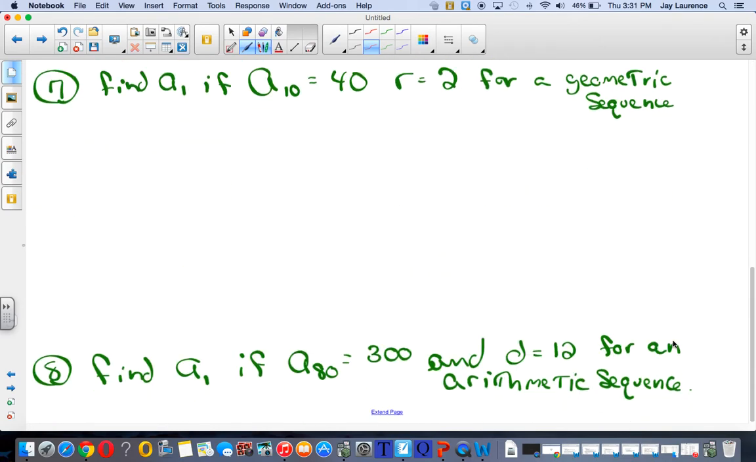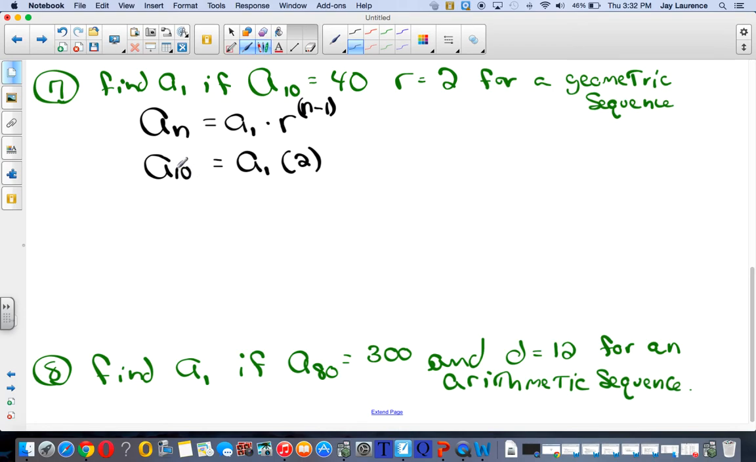All right, 2 more problems and then the video is done. Number 7, I have to find a sub 1. A sub 10 equals 40, r equals 2, and it's a geometric sequence. So first thing I'm going to do is write down my geometric formula. And that'll be a sub n equals a sub 1 times r to the n minus 1. And I'm going to fill in everything I know. A sub 10, and then a sub 1, I don't know. That's what I'm trying to find. R is 2.